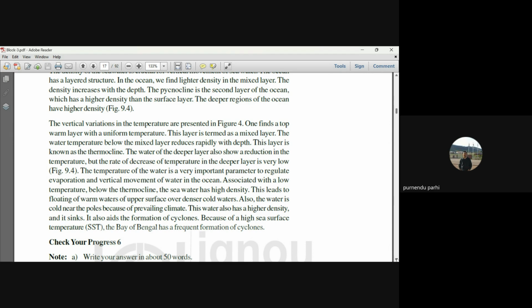The temperature of the water is a very important parameter to regulate evaporation and vertical movement of water in the ocean. Associated with a low temperature below the thermocline, the seawater has a high density. This leads to the floating of warm waters on the upper surface of a denser cold water. Also, the water is cold near the pole because of prevailing climate. This water has a higher density and it sinks. It also aids the formation of cyclones. Because of high sea surface temperature, the Bay of Bengal has a frequent formation of cyclones.